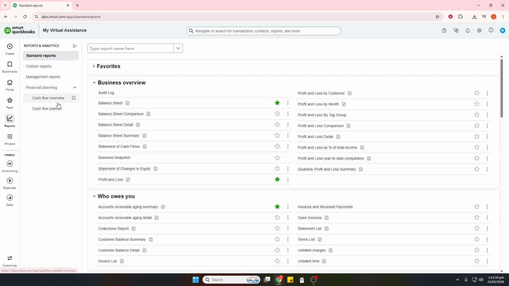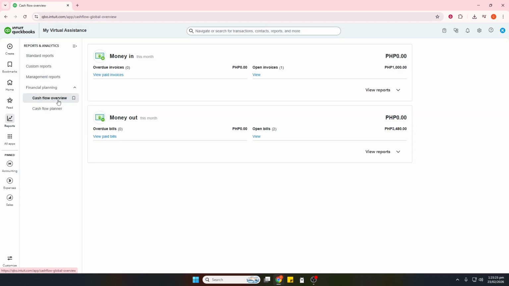When the report opens, you'll see it organized into three main sections. Assets appear first. These typically include current assets like your bank accounts and accounts receivable, as well as longer-term assets such as equipment. These are the resources your business controls and expects to benefit from.